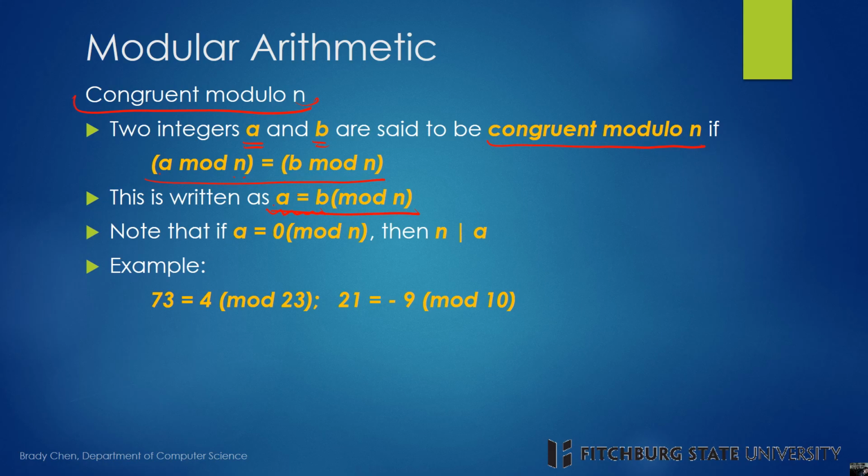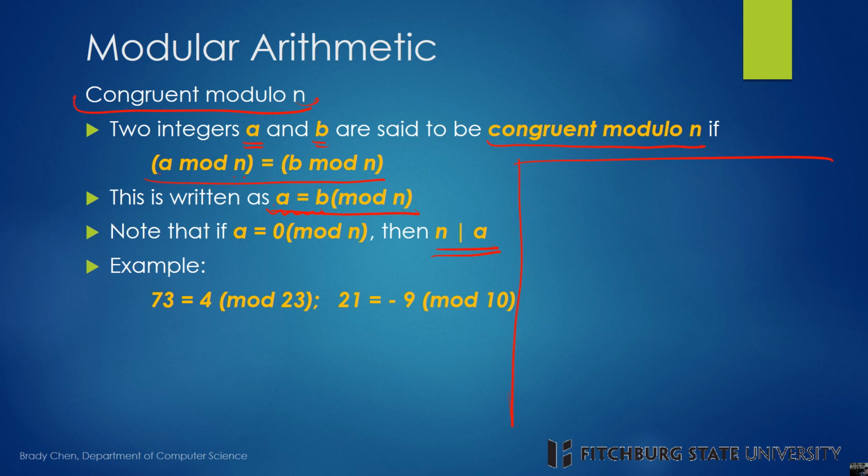Now, based on this definition, we will see that if A is congruent with 0 mod n, then we know that n divides A. Now, why is that? We can easily figure it out.